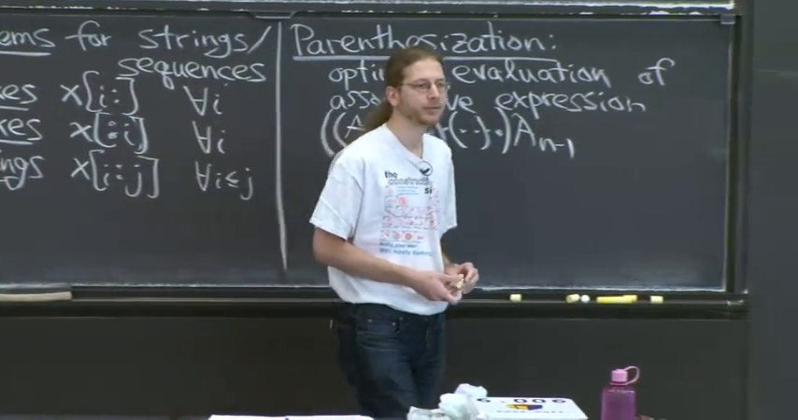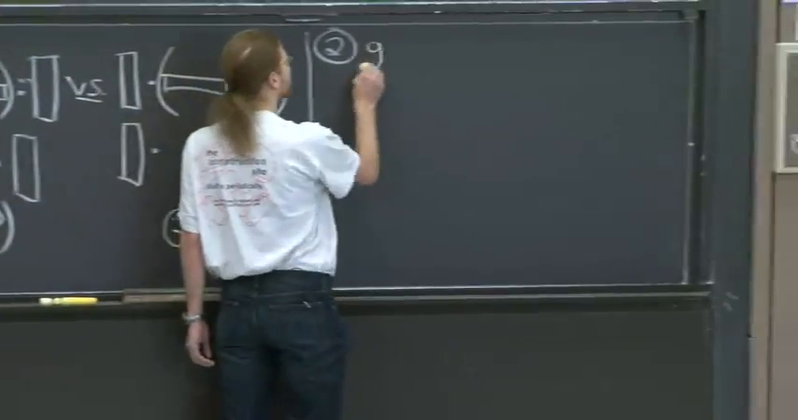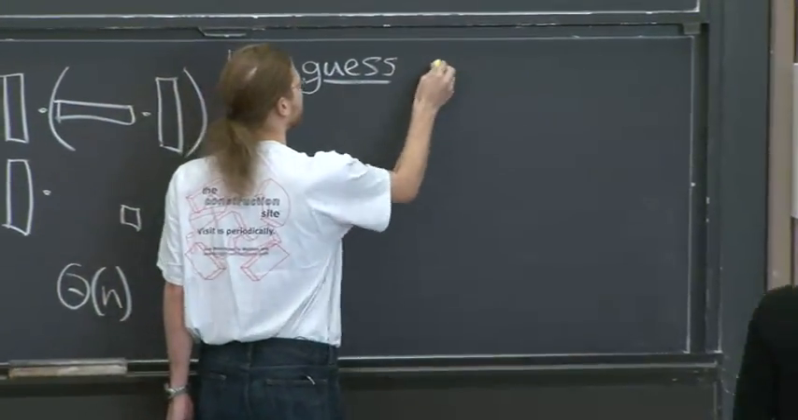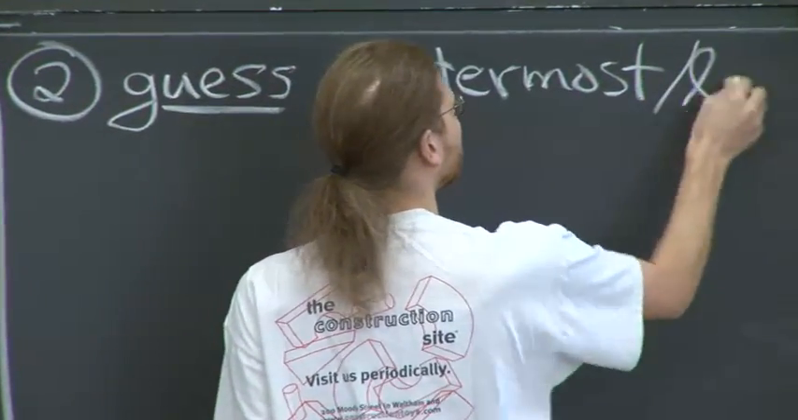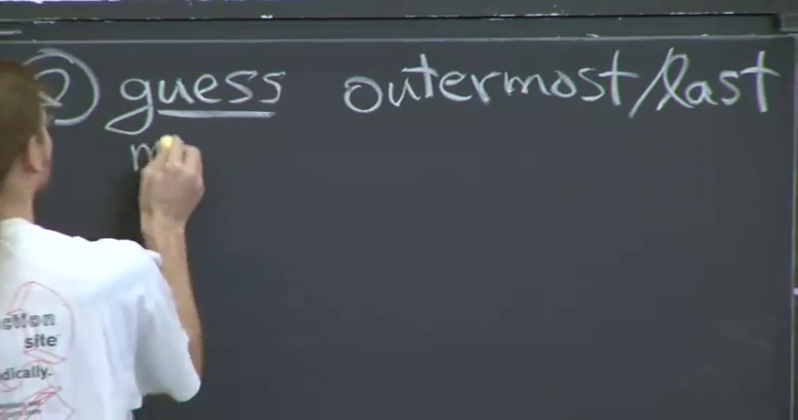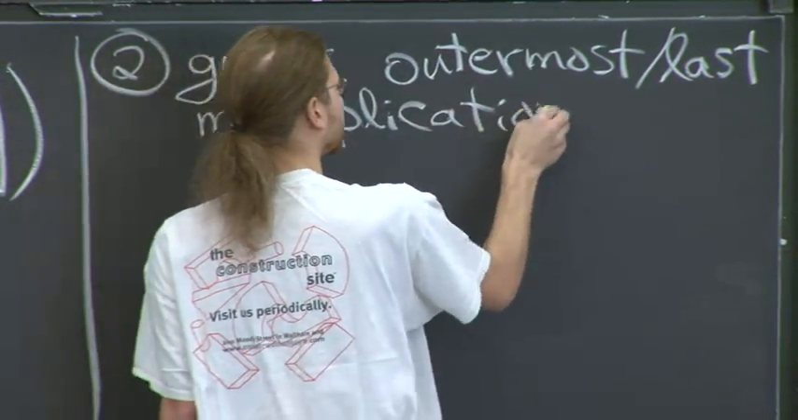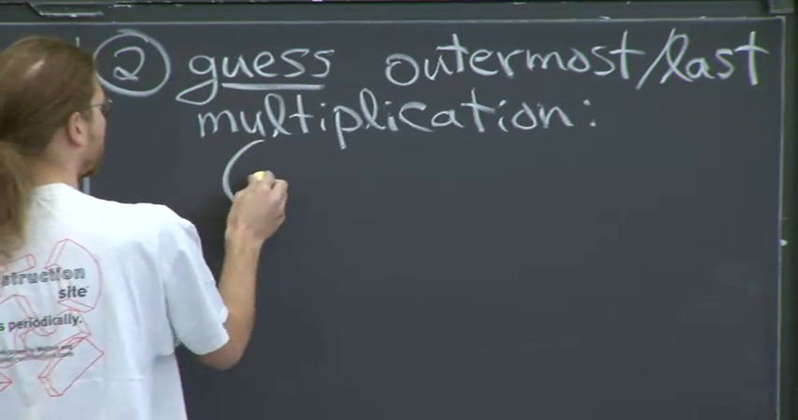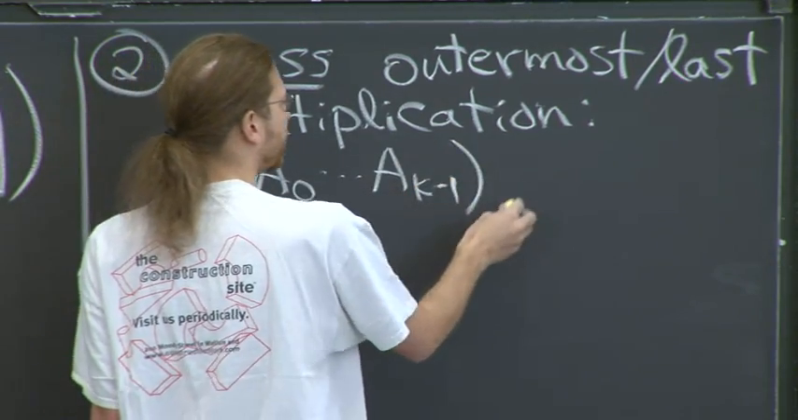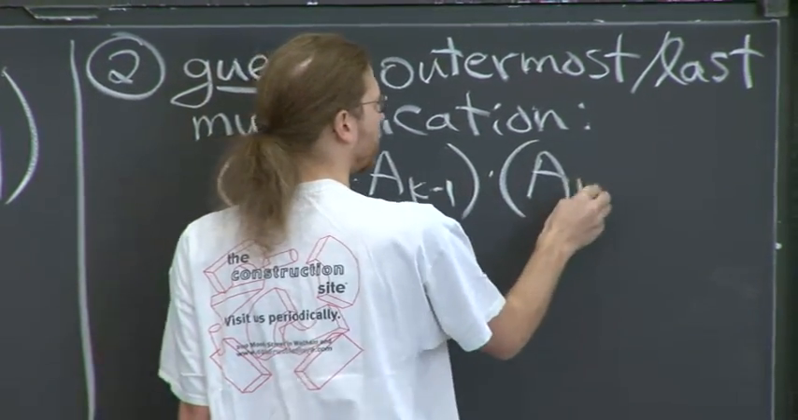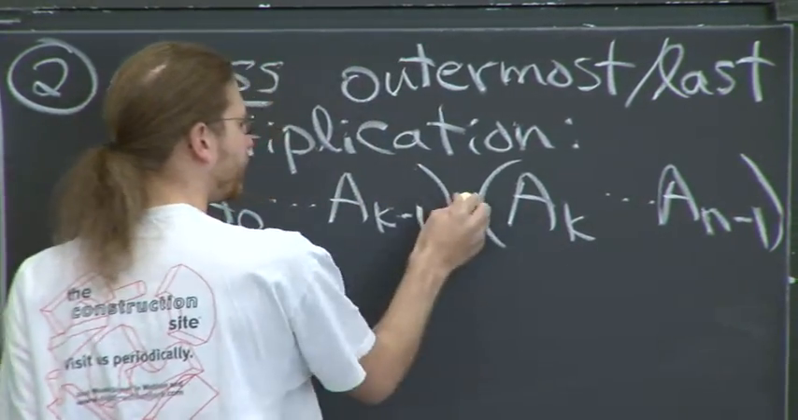Yeah? So which is the last operation that you will do? What's the last operation we're going to do? Exactly. You might call it the outermost multiplication, or the last multiplication. So that's going to look like we somehow multiply a0 through ak minus 1. And then we somehow multiply ak through an minus 1. And then this is the last one.